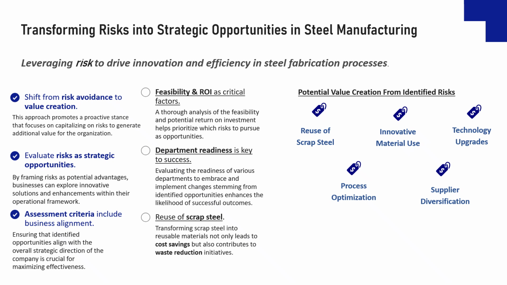Here we are shifting to transforming risk into opportunity, which is the risk-opportunity matrix. Instead of only avoiding risks, we aim to convert them into opportunities, for instance, reusing scrap steel, reducing cost and waste. Innovation, technology upgrades, and supplier diversification are other areas where risk becomes a competitive advantage.